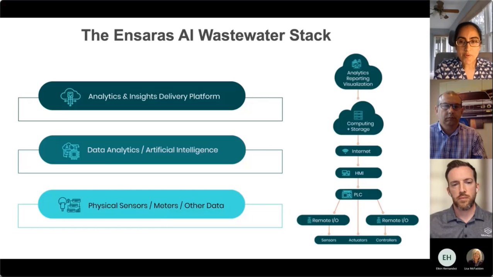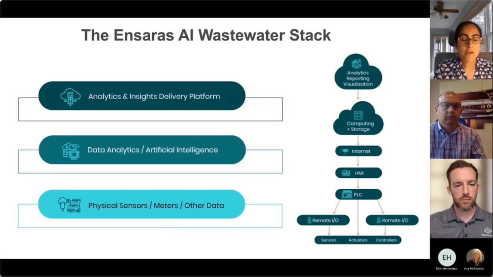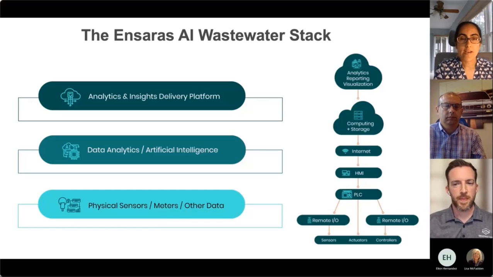And more and more, we are providing an analytics and insights delivery platform to make our solutions more readily accessible to operators in their daily workflow. So, we've worked on projects where we provide all three of these layers, or we might just provide two of the layers, but we're providing, as per our customers' needs, this kind of AI stack solution to solve problems specific to wastewater facilities.